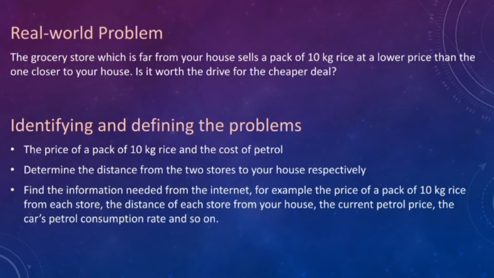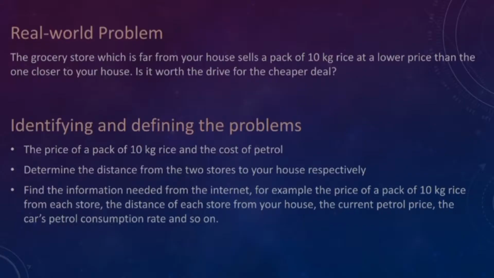Identifying and defining the problem. The price of a pair of 10 kg rice versus the cost of petrol. Determine the distance from the two stores to your house, respectively. Find the information needed from the internet. For example, the price of a pair of 10 kg rice from each store, the distance of each store from your house, the current petrol price, the car petrol consumption rate, and so on.